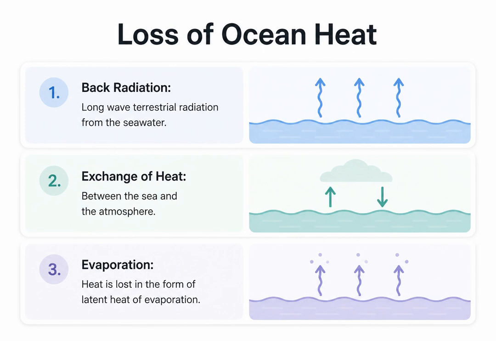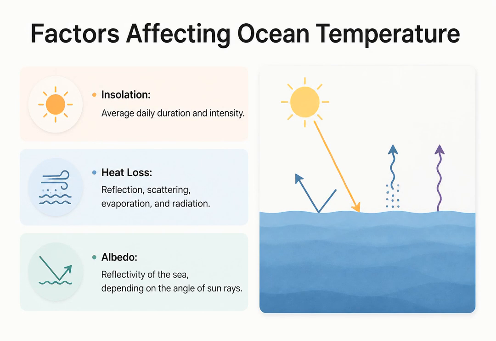Just as the ocean gains heat, it must also lose it to maintain a balance. This heat loss happens in three main ways. First, through back radiation, which is long-wave terrestrial radiation emitted from the seawater. Second, through the direct exchange of heat between the sea surface and the atmosphere above it. And third, through evaporation. When water evaporates, it takes away heat in the form of latent heat of evaporation, which the atmosphere then gains.